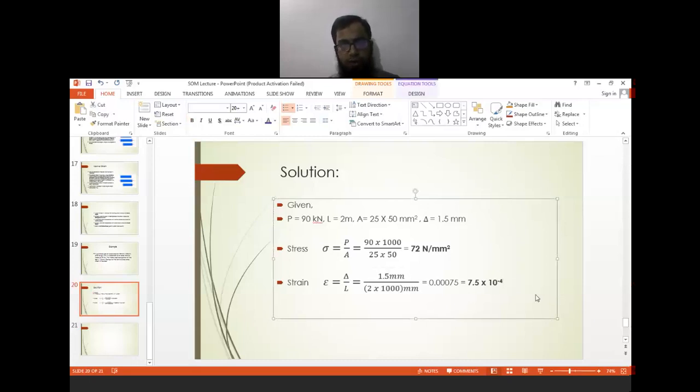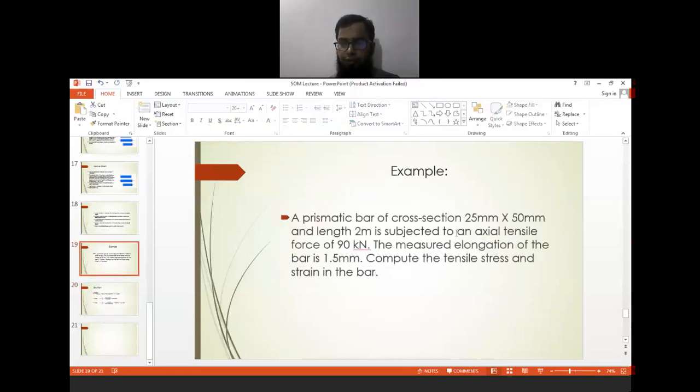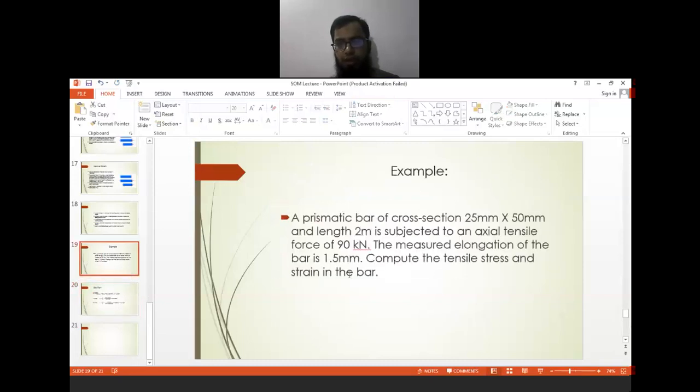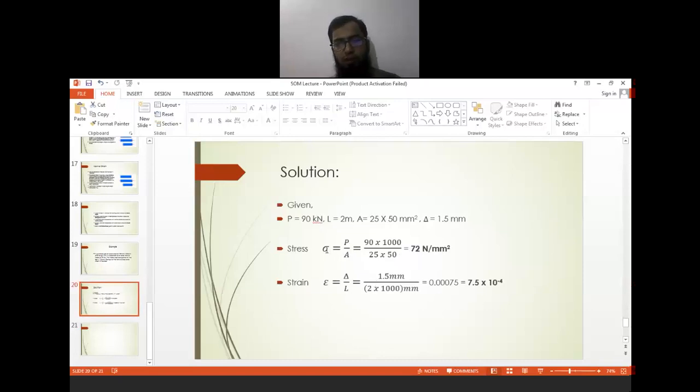Similarly, if this had been a compressive force, an axial compressive force, in that case these values would be the same. Only this stress would have been compressive stress, and this change in length would obviously have been negative. Negative means the length would have decreased. Otherwise, the values of stress and strain would have remained the same.